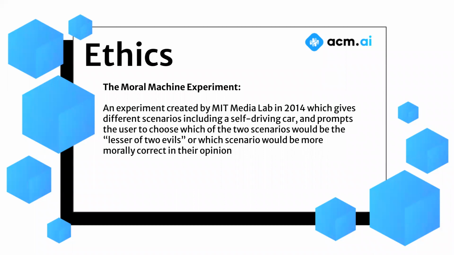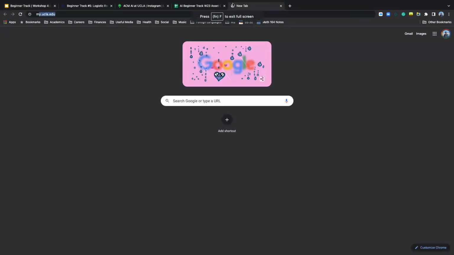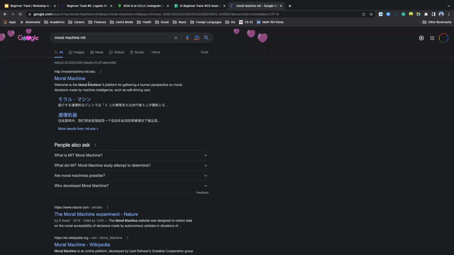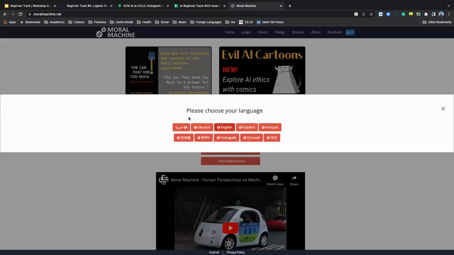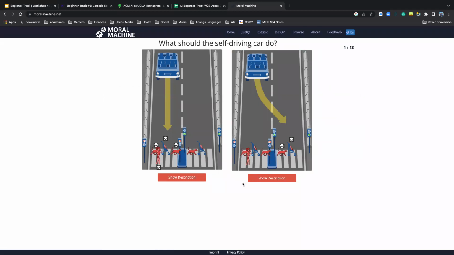Another cool experiment is the Moral Machine experiment. I'll just demonstrate one example of the Moral Machine experiment from MIT. It was created as a result of self-driving cars and the growing controversy surrounding them, because self-driving cars, just like normal drivers, might have to face situations where they have to make one of two decisions.